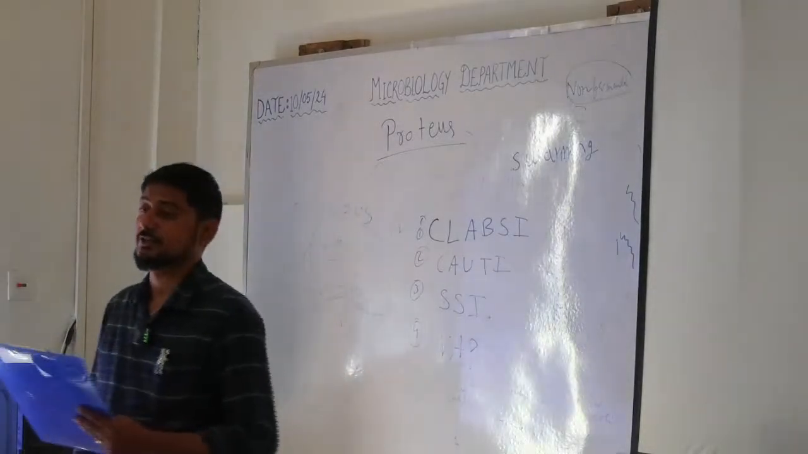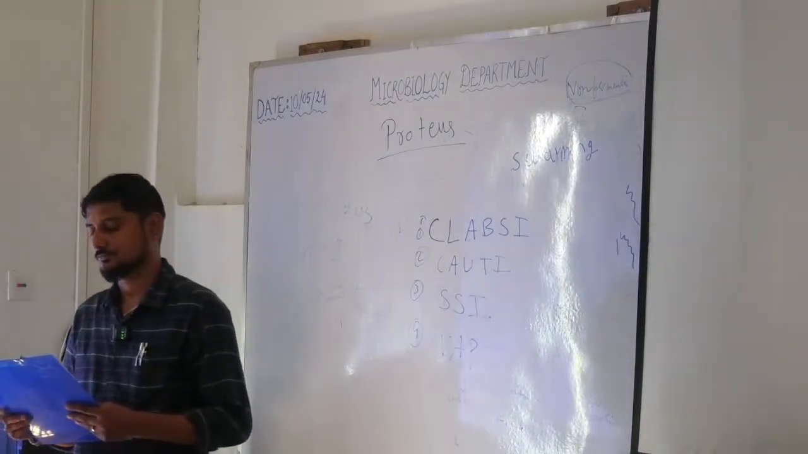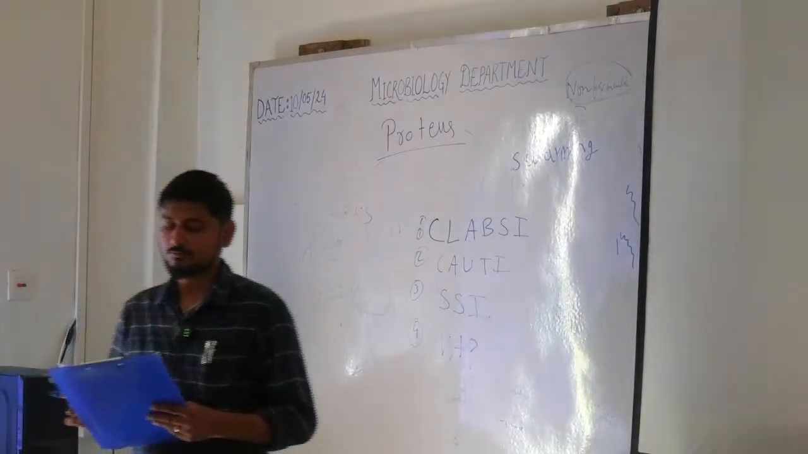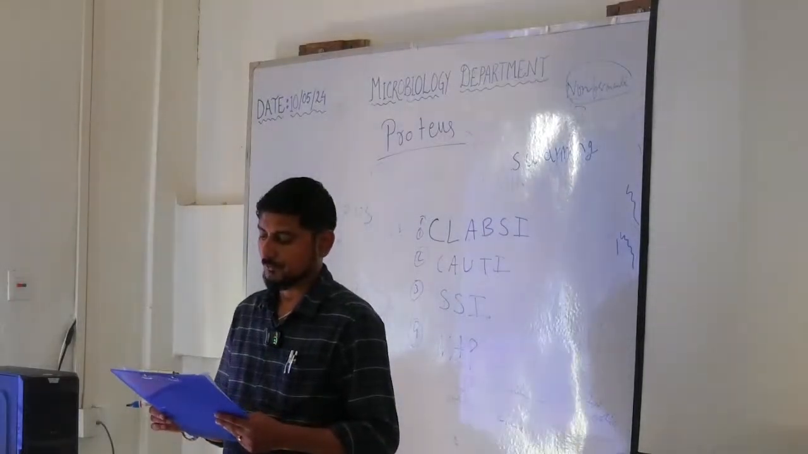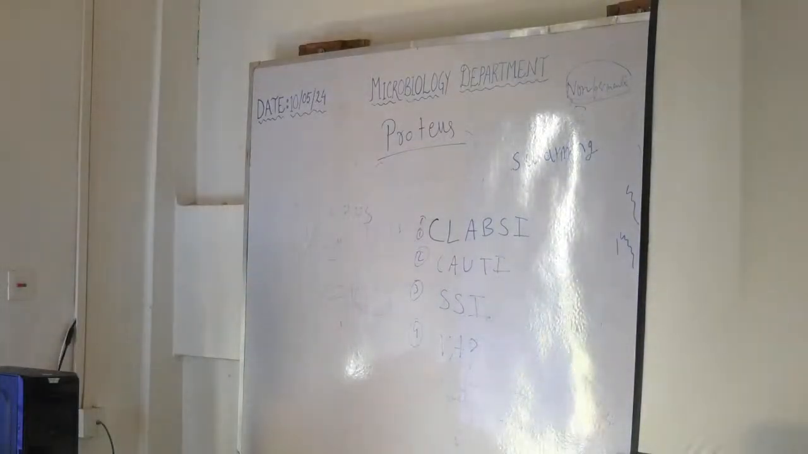Okay, number 3, colony characteristic. Start with size: 0.4 to 0.8 micrometer in diameter and 1.0 to 3.0 micrometer in length. Colorless colony, that is gram-negative aerobic bacteria.